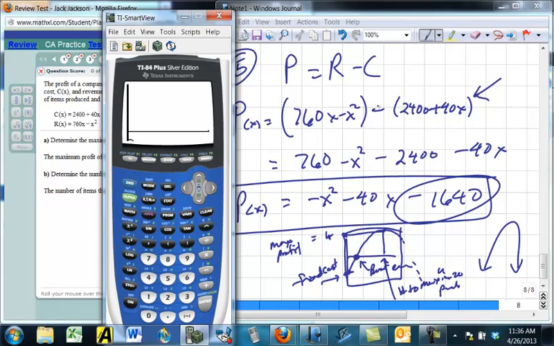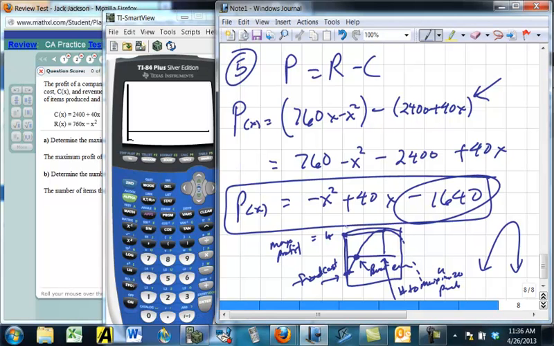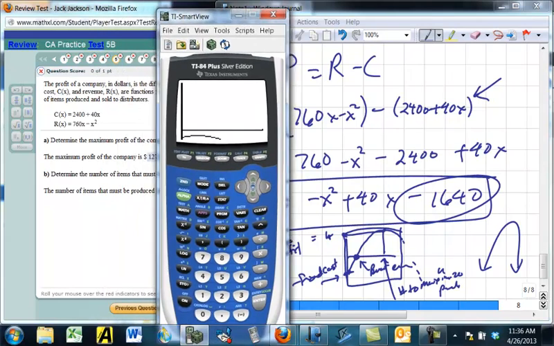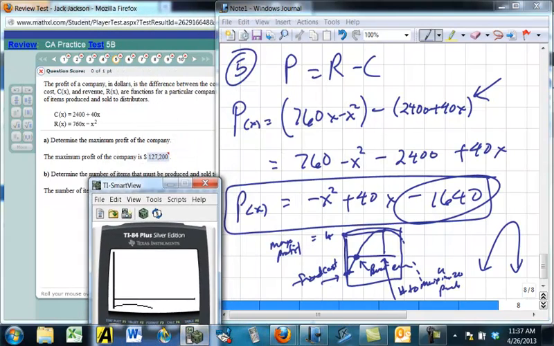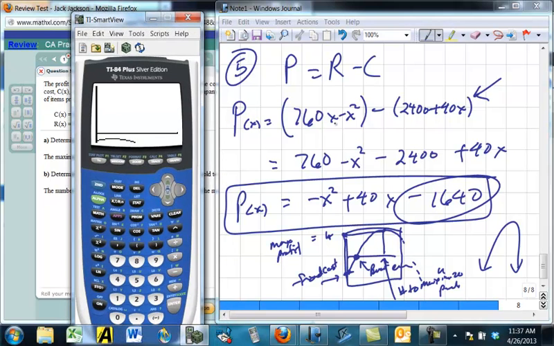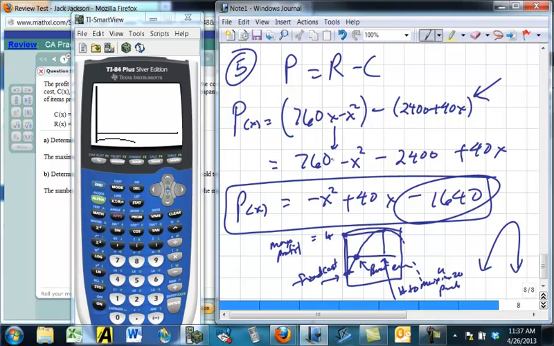Oops. Negative, negative. This is plus. Okay, let's graph it again. Ooh, not good. Not good news for this company. Golly, I gotta pay attention more. That should have the x.